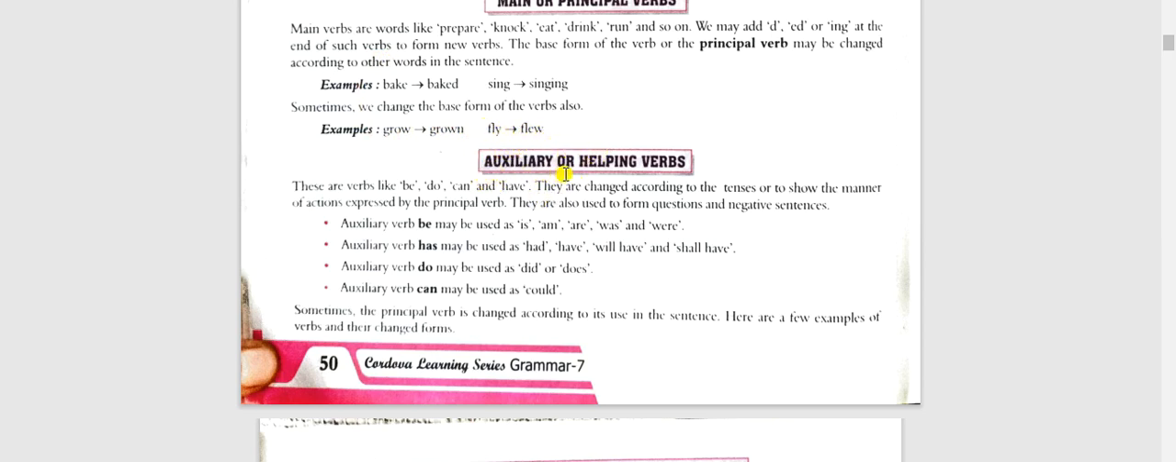So now let's focus on auxiliary or helping verbs. These are verbs like be, do, can, have. They are changed according to the tenses or to show the manner of actions expressed by the principal verb. They are also used to form questions and negative sentences.